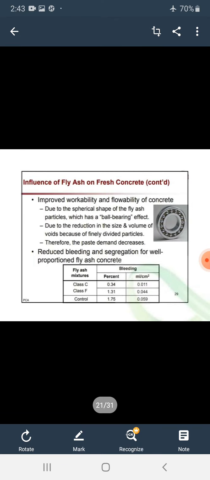Influence of fly ash on fresh concrete. Improved workability and flowability of concrete, due to the spherical shape of the fly ash particles, which has a ball bearing effect, due to the reduction in size and volume of voids because of finely divided particles. Therefore, paste demand decreases. Reduced bleeding and segregation for well-proportioned fly ash concrete.